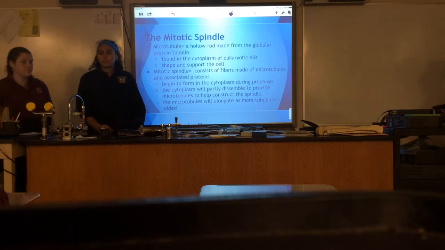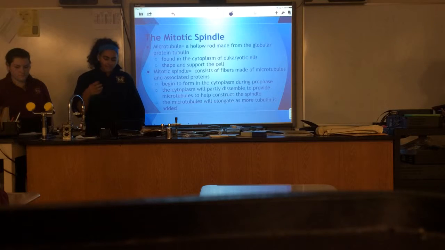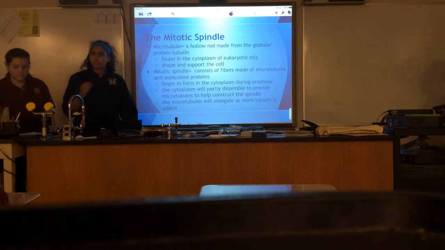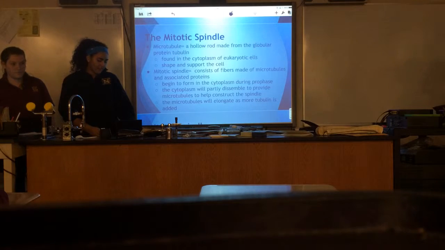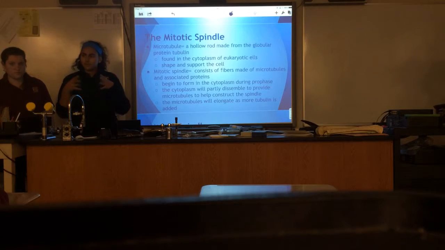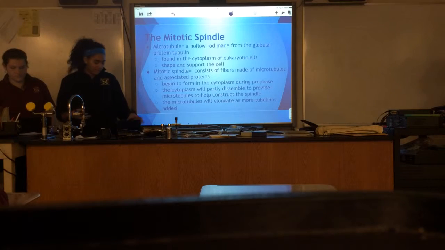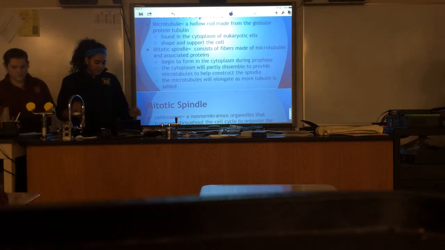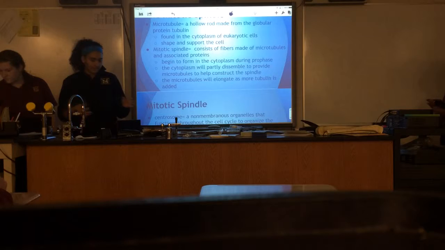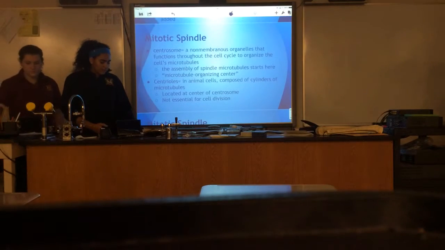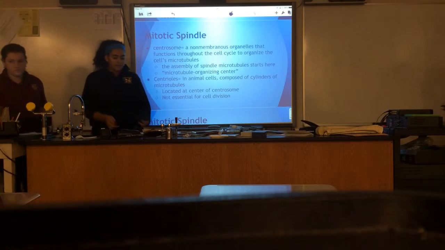The mitotic spindle consists of fibers of these microtubules and associated proteins, and you can find it in the cytoplasm during prophase. The cytoskeleton is going to partly disassemble to provide microtubules to form the spindle. The microtubules will elongate as more tubulin is added, making these strands longer.